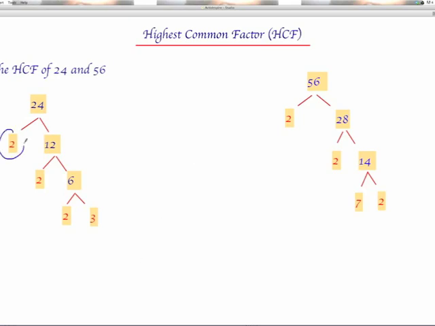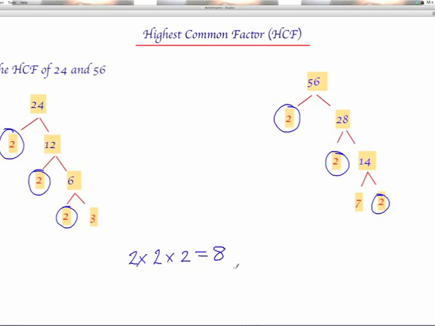So I've got 2 and a 2. I've got another 2 in both of those, and then a third 2. 7 does not appear in both, and 3 does not appear in both. So this is my highest common factor, 2 times 2 times 2, which is 8. So the highest common factor of 24 and 56 is 8.